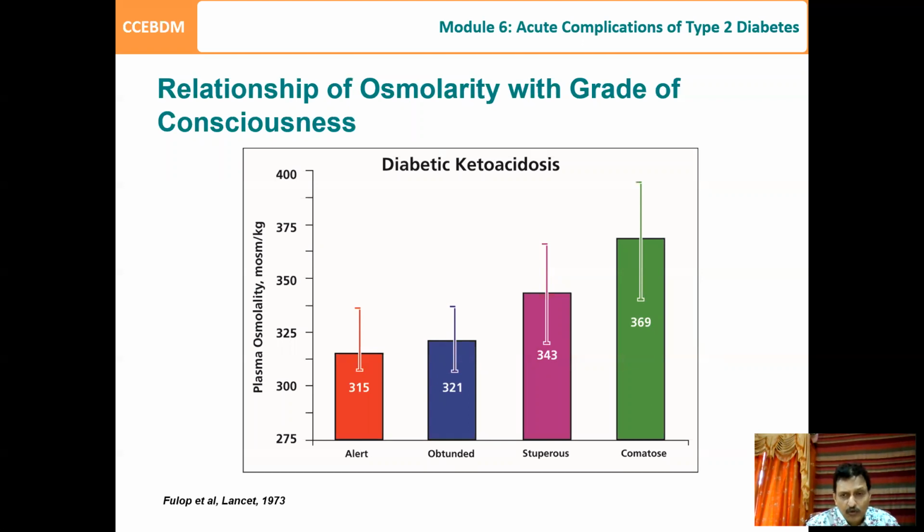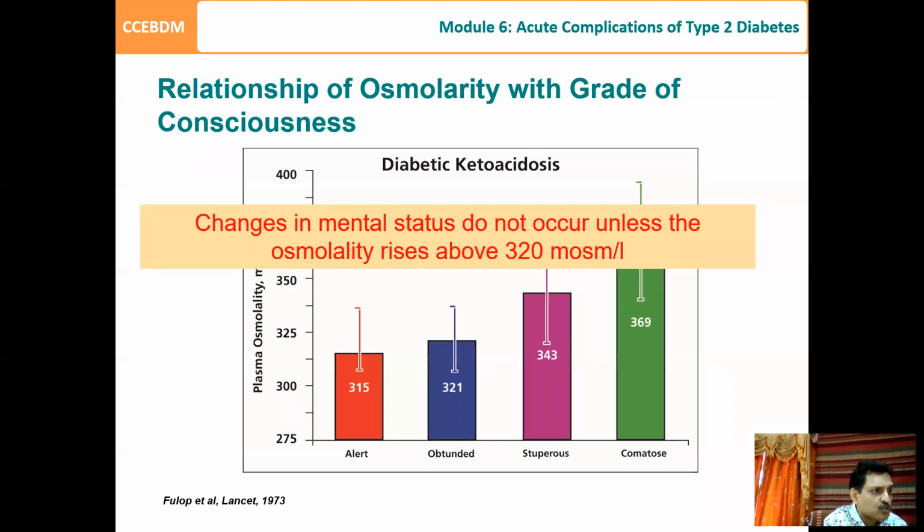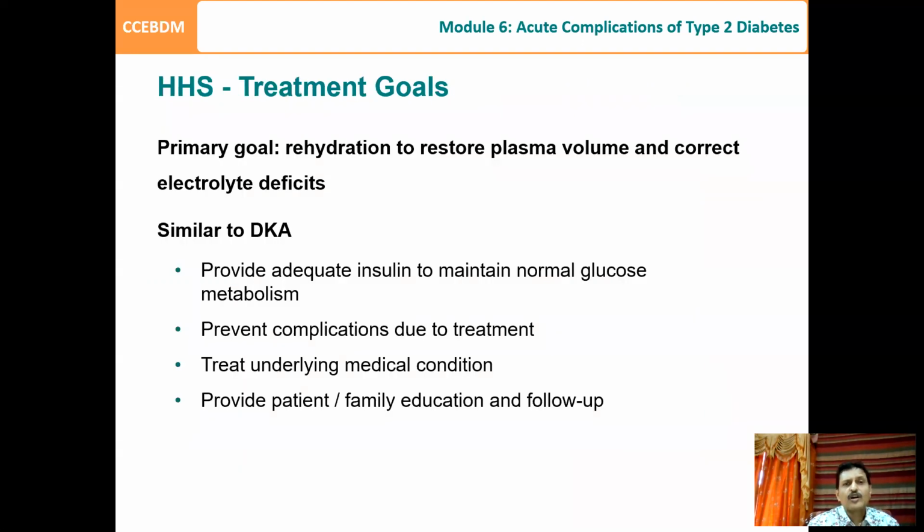But with progressive increase in the osmolality, the grade of consciousness goes down. Therefore, osmolality is a very, very important issue as far as the neurological symptoms are concerned. As I've told you, neurological symptom is the commonest presentation of hyperosmolar coma. Changes in the mental status do not occur unless the osmolality rises above 320, and it progressively goes down with further rise in the level of osmolality.